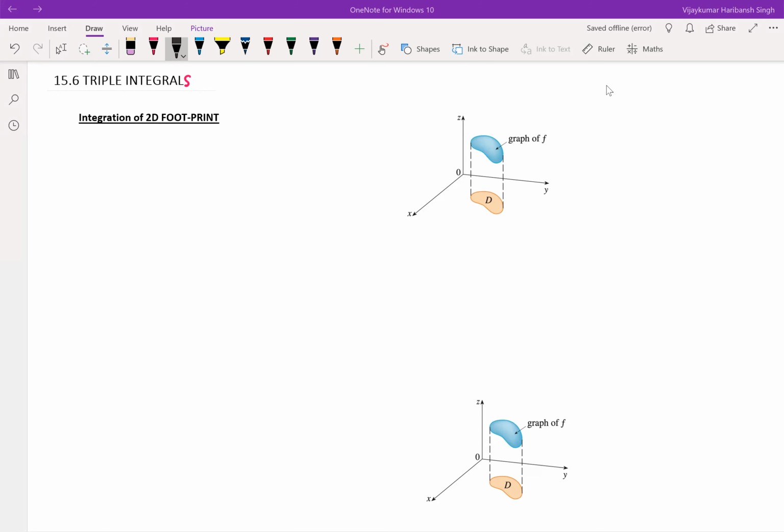Welcome students. We want to discuss triple integrals today. Before we go on to triple integrals, let's revisit the double integral.